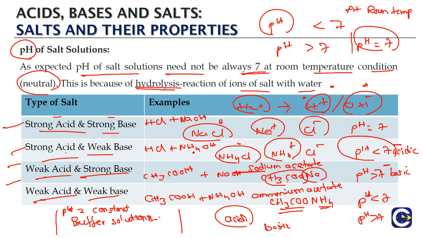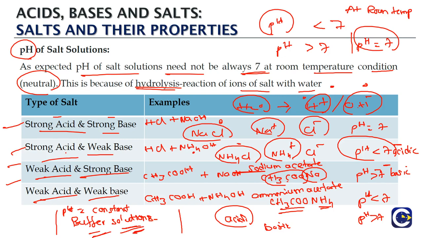So what is a buffer solution? A buffer solution is a substance that we add to a reaction mixture or to any substance. The buffer will have the ability to maintain the pH of the solution at a constant value. So that is what we'll call a buffer solution. Buffer solutions are important in all those reactions where we have to maintain or keep the pH in a particular range. So this is about the basic idea of salts and their properties.